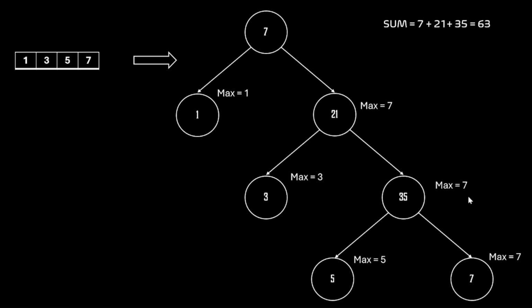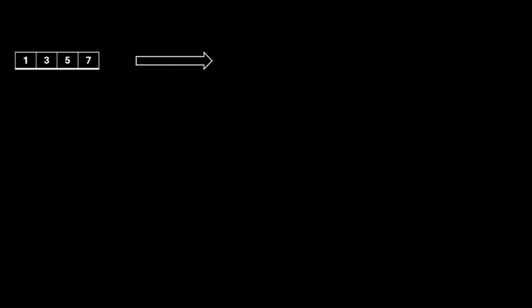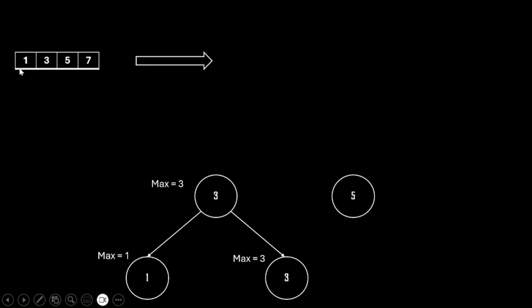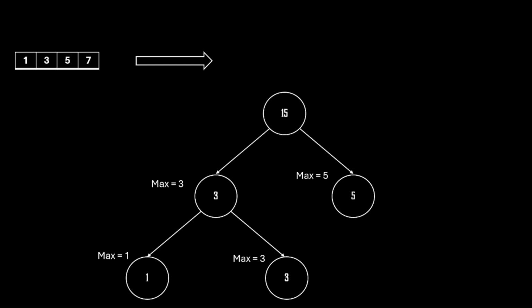Let's consider another permutation. Here, let's start by combining 1, whose max value will be, of course, 1, with 3, its max value being 3. Combining them, we get 3. So what will be the max value of this entire subtree? It will be 3 itself. Then let's combine it with 5, which is the next max value in this array, right? What will be the max value of this node? It's 5. Combining them, we get 15.